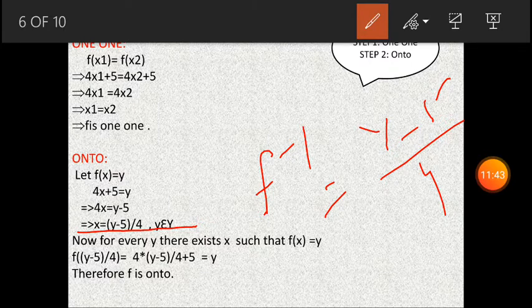So in whichever method you feel comfortable, you can opt for that method. Don't only listen, just do it side by side, then only will you be able to understand it properly.